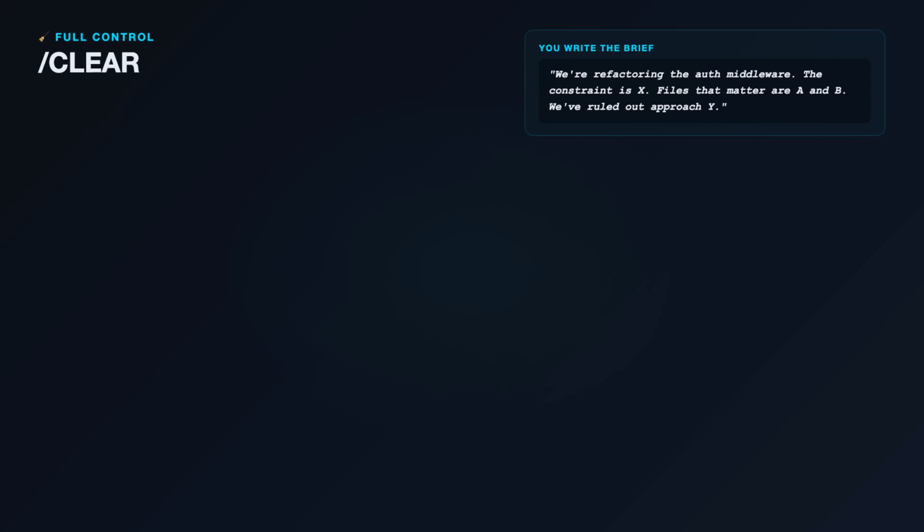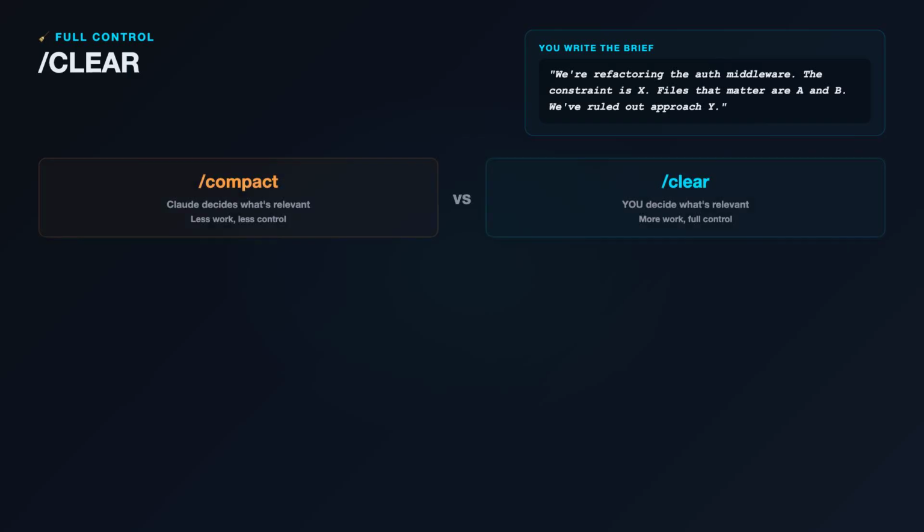/clear works differently. You write down what matters yourself. Something like, we're refactoring the auth middleware. The constraint is X. The files that matter are A and B. We've ruled out approach Y. Then you start completely fresh with that as your opening context. It's more work than compact, but the resulting context is exactly what you decided was relevant. Nothing more, nothing less. For high-stakes work, production deployments, complex refactors, security-sensitive code, clear is usually the better choice because you're in full control of what Claude knows going forward.